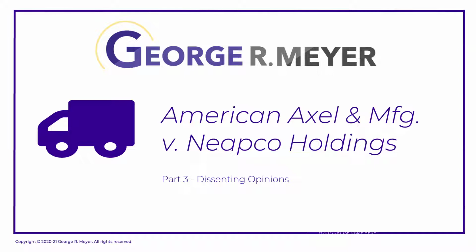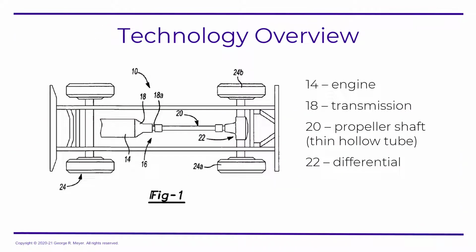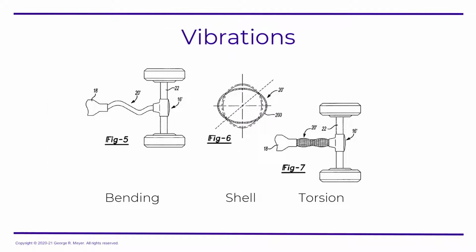So in this, we will be addressing the dissenting opinions both from the 3-judge rehearing decision as well as the en banc motion. We're going to briefly hit the technology because we've addressed this in more detail in part 1. This basically has to do with tuning the propeller shaft so that it doesn't vibrate so much. And the propeller shaft is the item 20 in the center of figure 1. There are 3 types of vibrations that are relevant that they disclose within the patent application. There's bending, shell, and torsion.